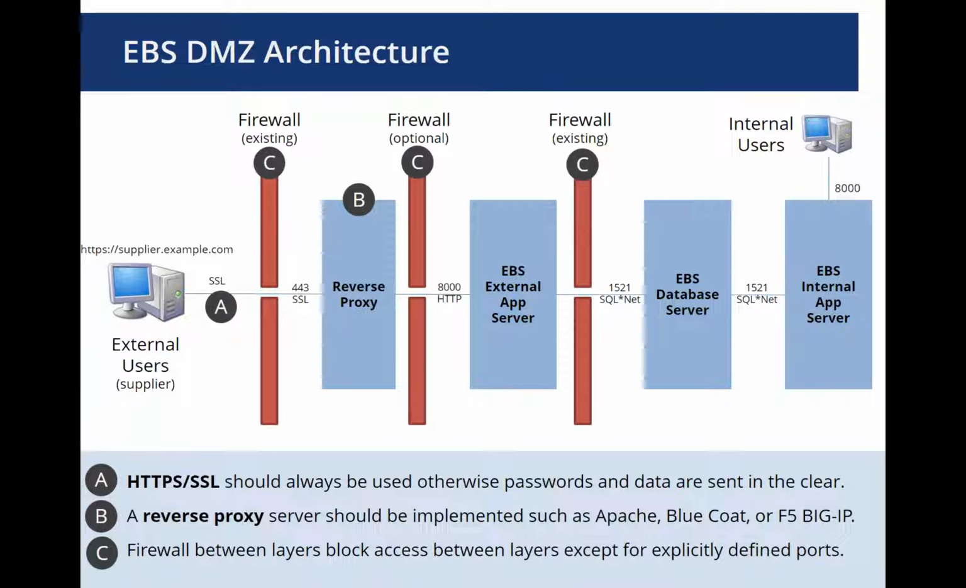Many organizations don't have that. We would consider that maybe optional. And then you have another firewall that connects between the application server and the Oracle E-Business Suite database server. That would only allow the SQL*Net connection between those two. So if you do compromise the EBS external application server, I can now access the database server, but I probably can't just connect to everything else on your network.